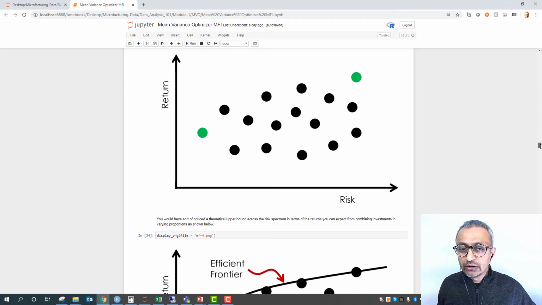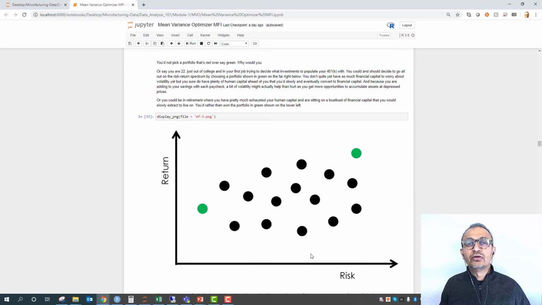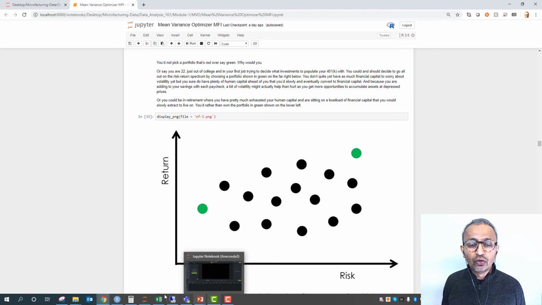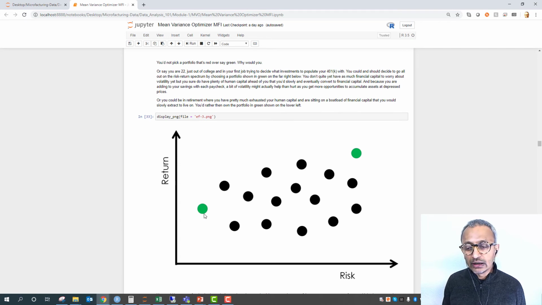Or say you are on this left hand side, or you could be in retirement, where you have pretty much exhausted your human capital, and are sitting on a boatload of financial capital that you would slowly use to extract to live on, right? So you'd rather own the portfolio shown in green on the left, right? This one. So you don't want a lot of volatility. You want decent returns, and that's how you're going to pick that portfolio.